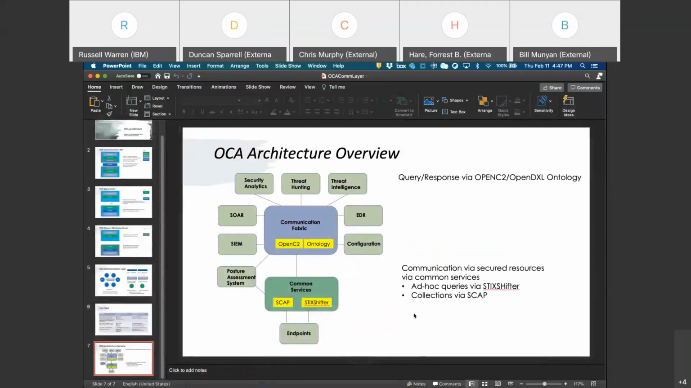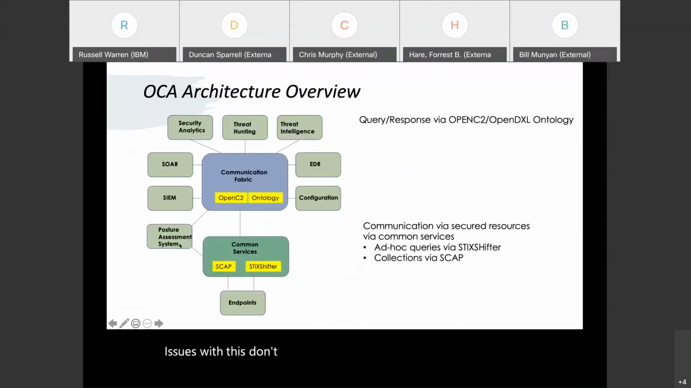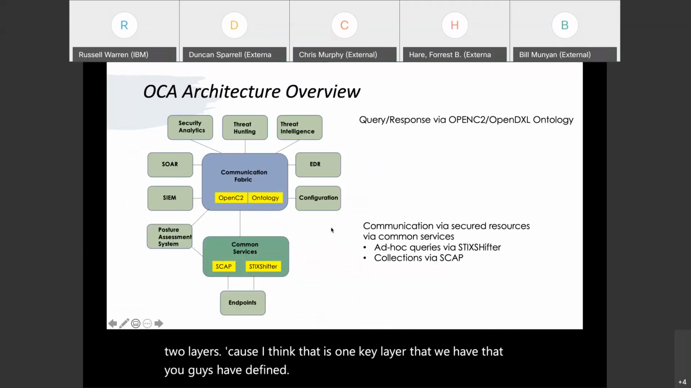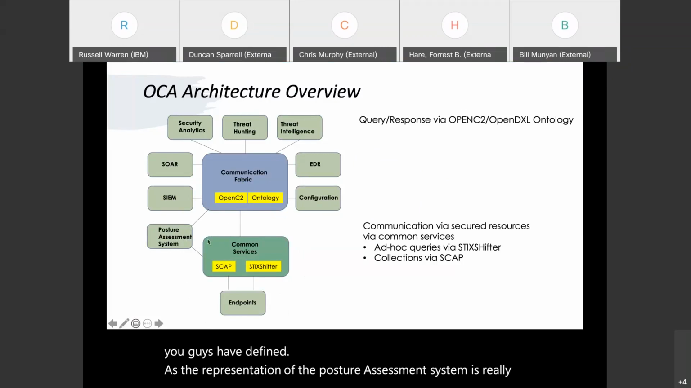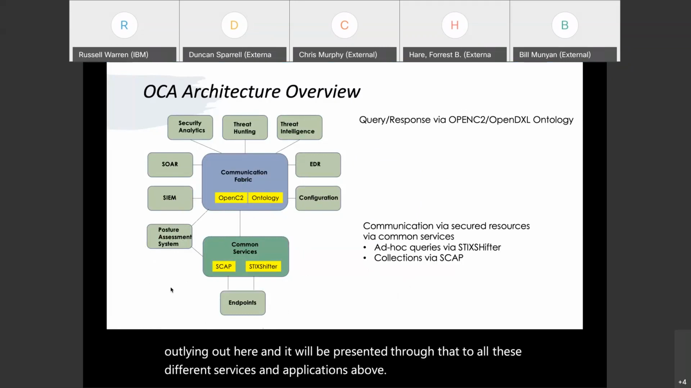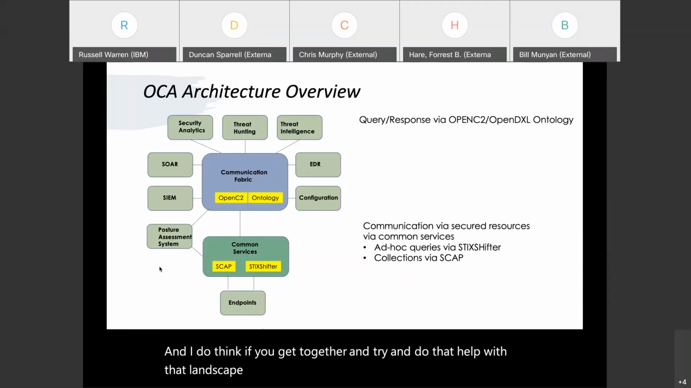Okay, so anyway, that's kind of what I was doing at this point with this document here. There's a lot of issues with this, don't get me wrong, but you can see I was trying to also put the posture assessment system and relate it. That is one key layer that you guys have defined: the representation of the posture assessment system is really giving us information about a lot of security information that is outlying out here. And it'll be presented through that to all these different services and applications above. And I do think if you get together and try and help with that landscape model, distinguishing between what the human teams do and the systems do is important, because this does seem like a little bit of a mix.